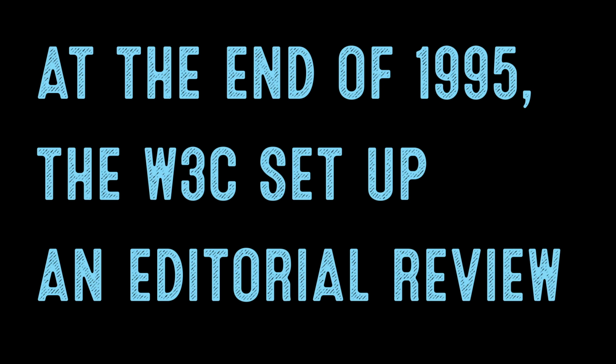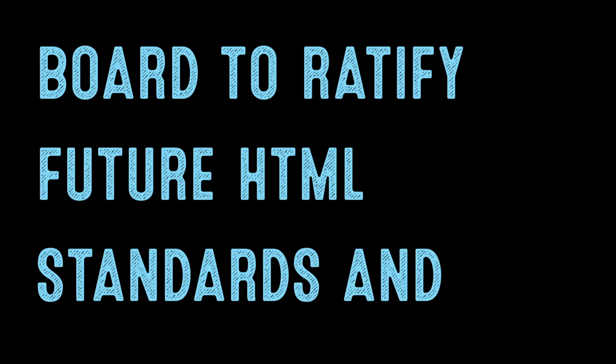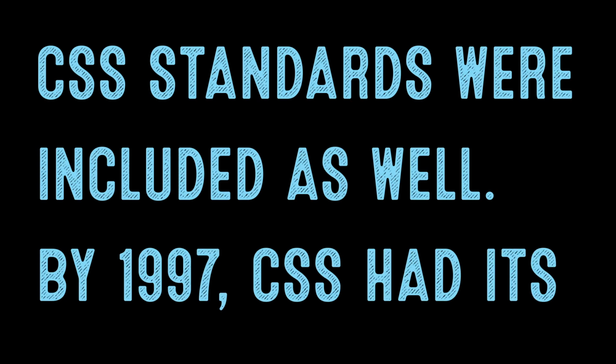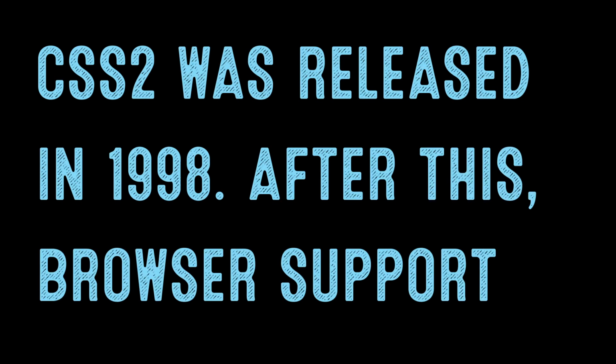At the end of 1995, the W3C set up an editorial review board to ratify future HTML standards, and CSS standards were included as well. By 1997, CSS had its own working group to address features beyond CSS1, and CSS2 was released in 1998. After this, browser support drove CSS development.